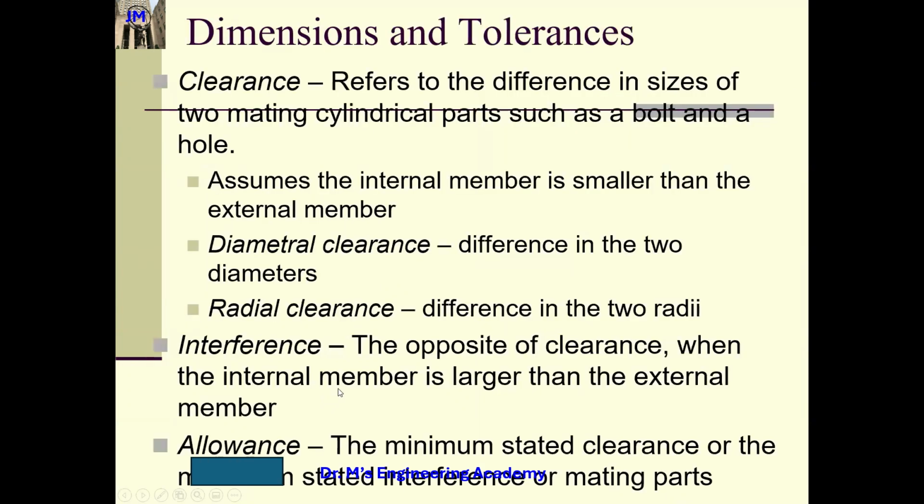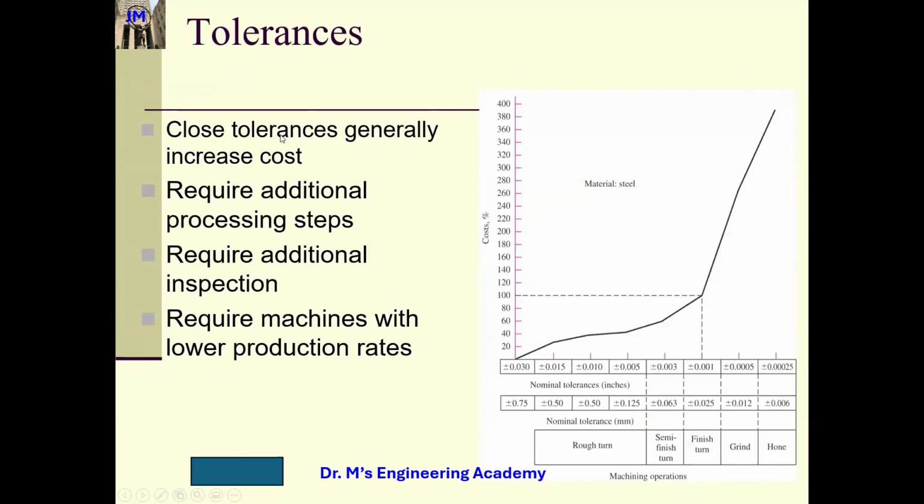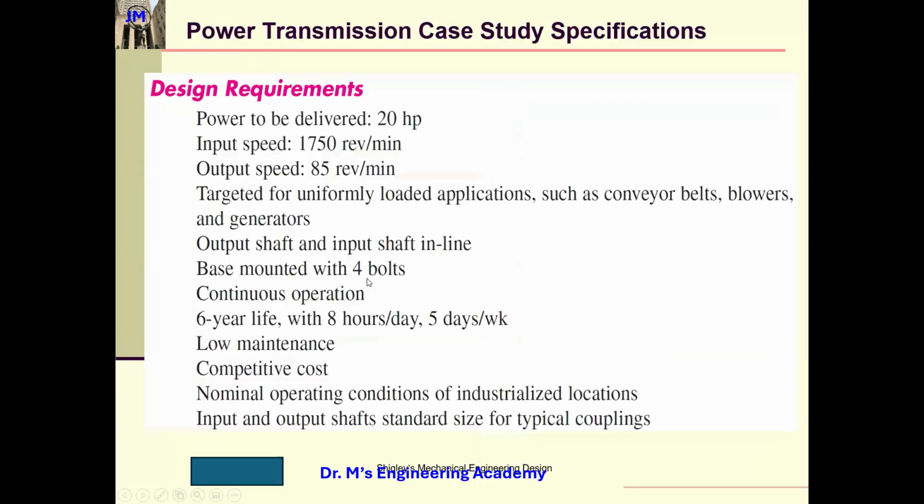So this is a tolerance. Choosing tighter tolerance generally increases the cost. They require additional processing steps, require additional inspection, and require machines with lower production rates. So this is very, very important. So here's an example, guys. Suppose I want to design a power transmission case. These are the design requirements given by the customer: the power to be delivered, input speed, output speed, and service life. So all these things make up the design.